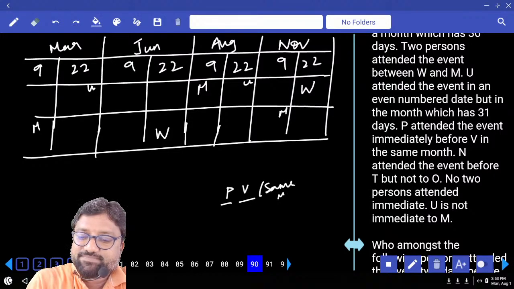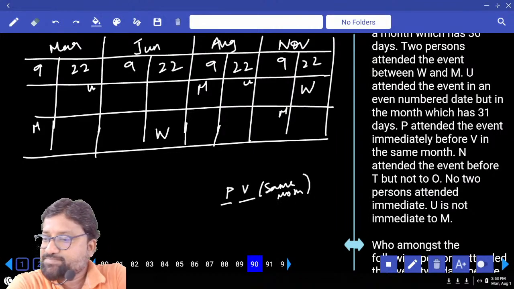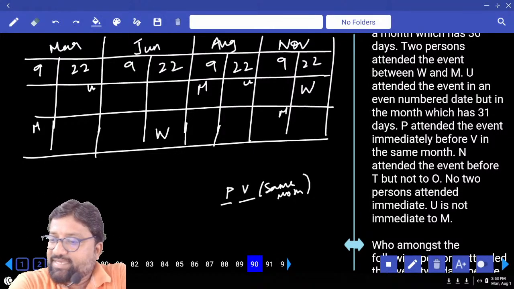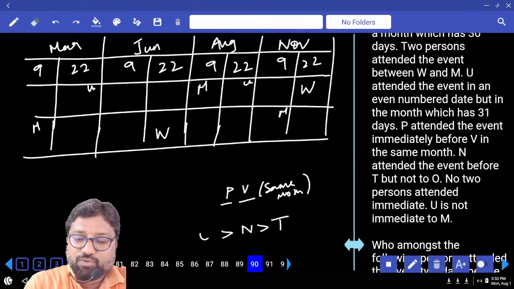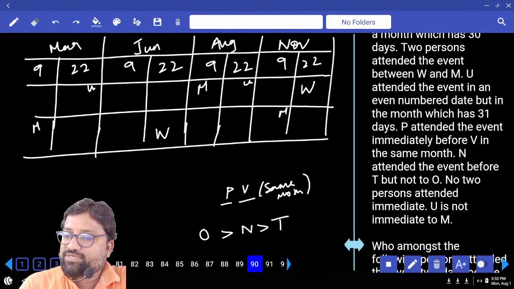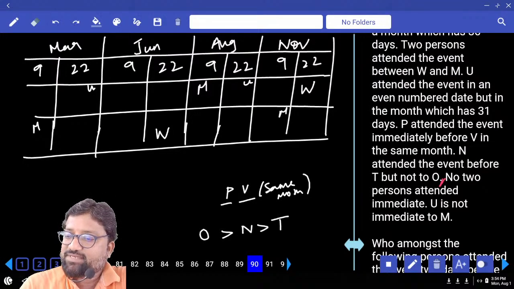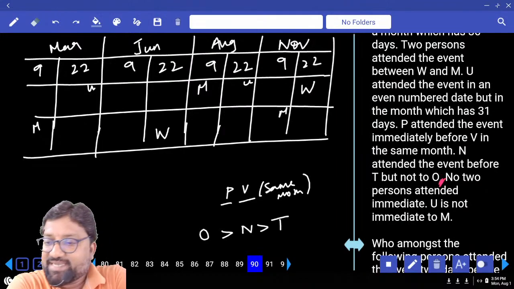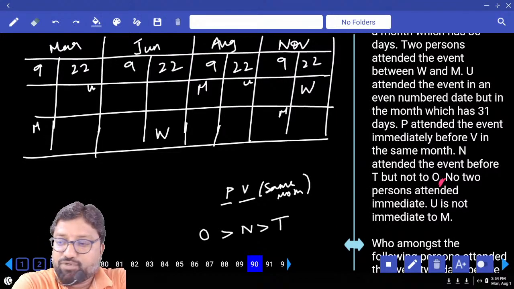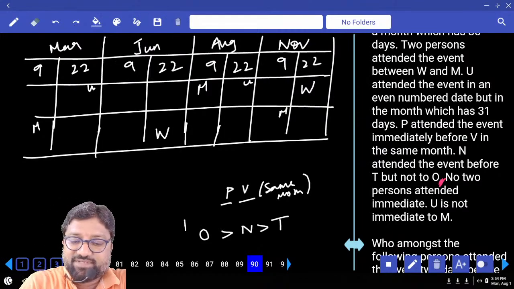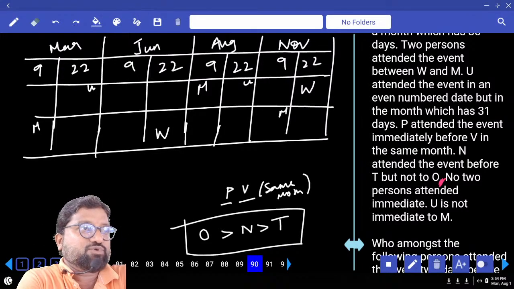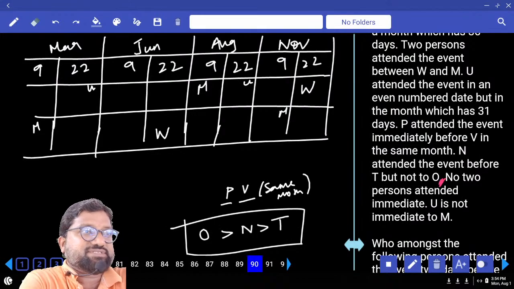Next. N attends the event before T, but not O. This should be a comma here, not a full stop. N attends the event before O, but not T. No two persons attend immediately. None of these three attend immediately. It is talking about these three persons.